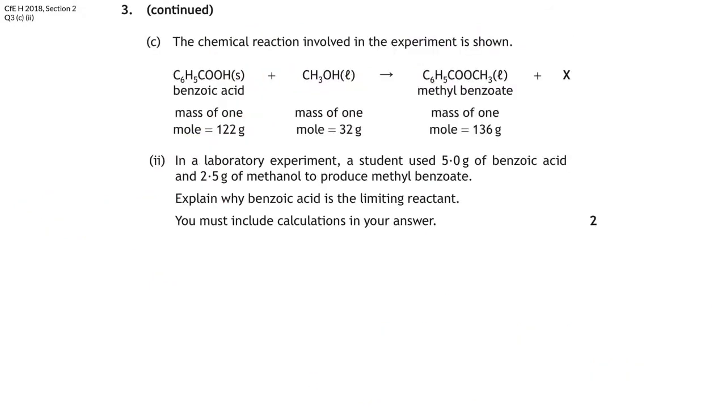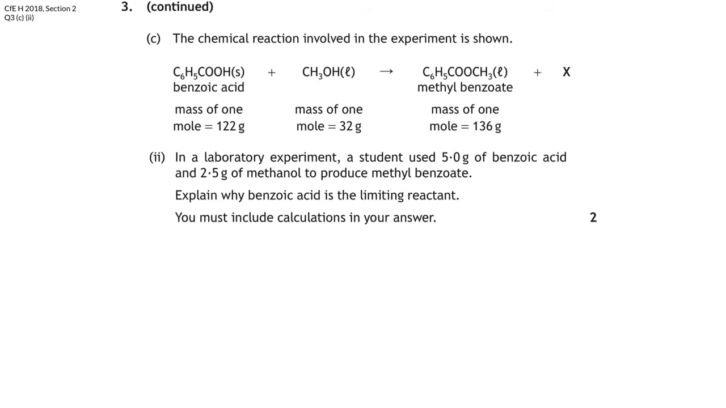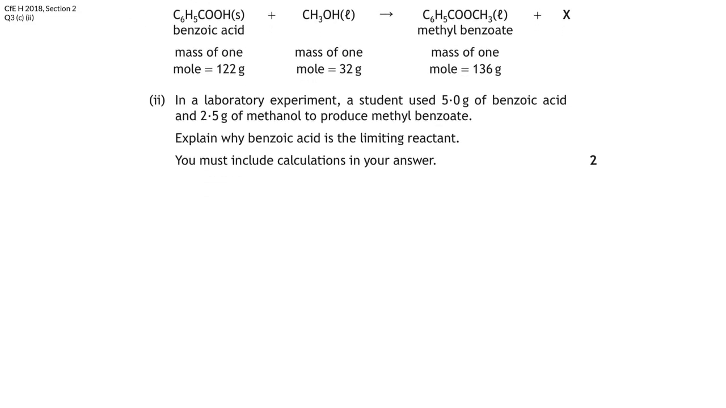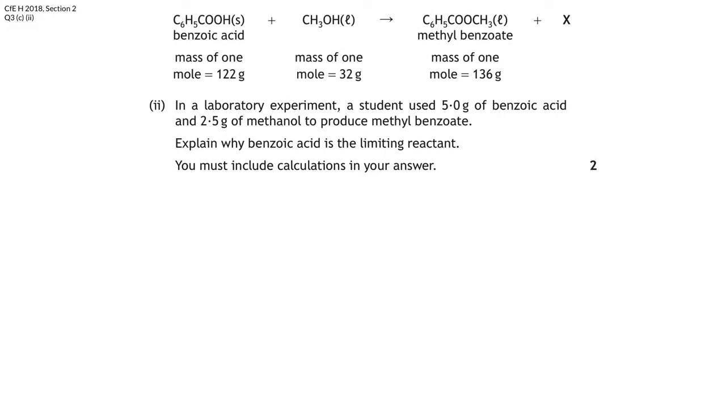So we have one from 2018 here, chemical reaction in an experiment as shown below. We've got benzoic acid reacting with methanol to make methyl benzoate. And here is our equation here. And they've already given us the gram formula masses there for us. In a lab experiment, a student used 5.0 grams of benzoic acid and 2.5 grams of methanol to produce the methyl benzoate. And you have to explain why benzoic acid is a limiting reactant.